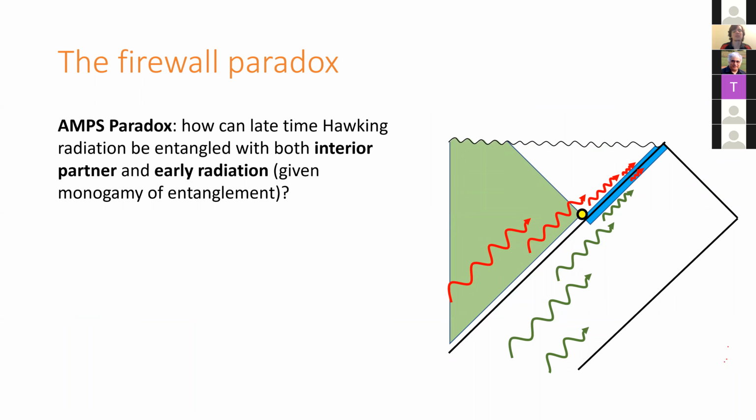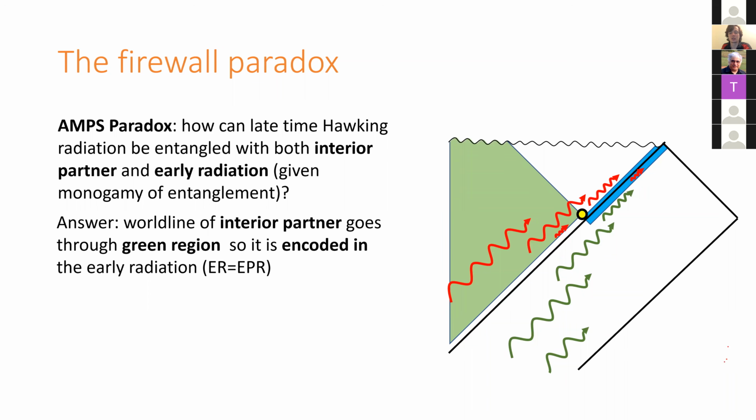Okay, what about the famous firewall paradox? So what does this say? Let's consider this late time Hawking mode here that's about to escape. If the Page curve is true, then that late time Hawking mode needs to be entangled with the earlier radiation, so that moving it across will decrease the entanglement entropy of the radiation. But for the horizon to be smooth and be a low energy state, that mode needs to be entangled with its partner mode in the interior. However, monogamy of entanglement says that one thing can't be highly entangled with two different things at once.